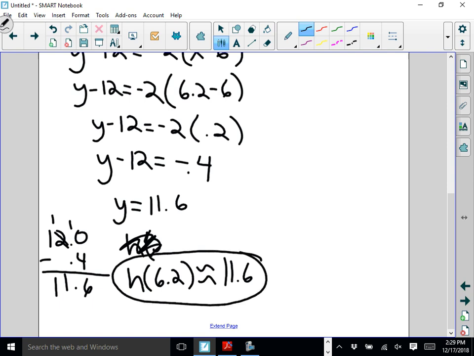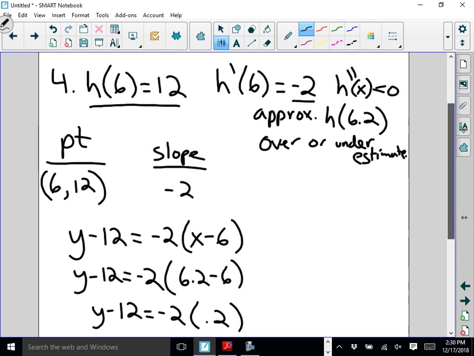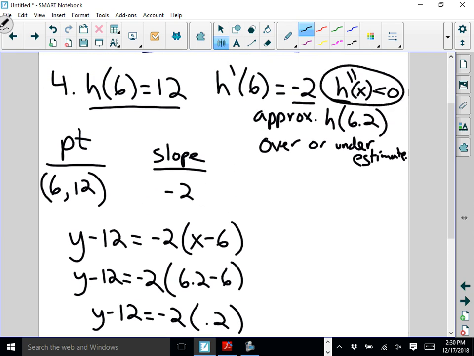Now it wants to know if we have an overestimate or underestimate. Well, that comes from this piece of information right here. That's the key piece of information there. H double prime of x is less than 0 for determining whether we have an overestimate or underestimate. When we see that the second derivative here is negative, that tells us the concavity of h. We now know that h is concave down, right?